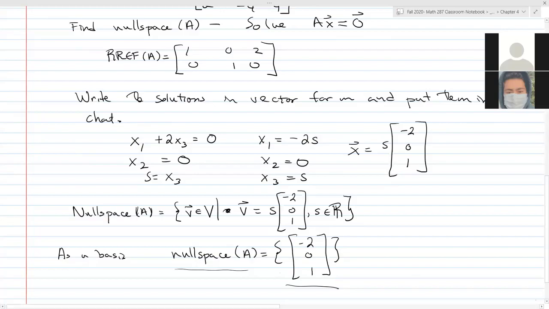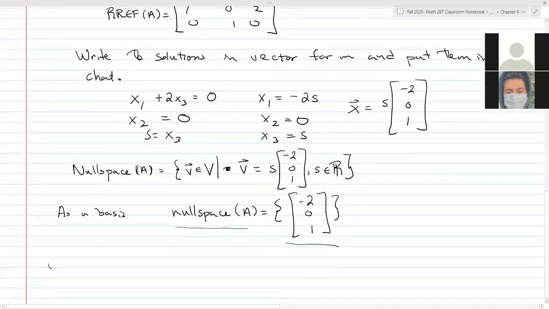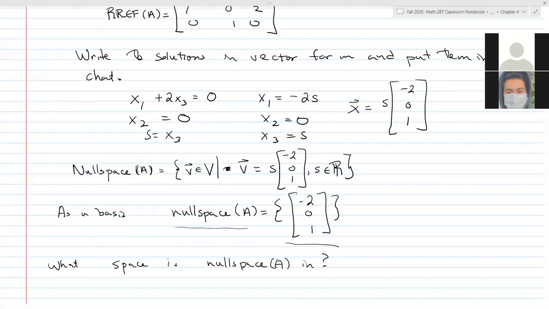Now, what I want you to notice here is, first things first: what space is the null space of A in? What's its geometric description? Look at that vector, and tell me what vector space it's in. R3. Yeah, exactly. It's in R3, and we know that because there are 3 components in that vector.